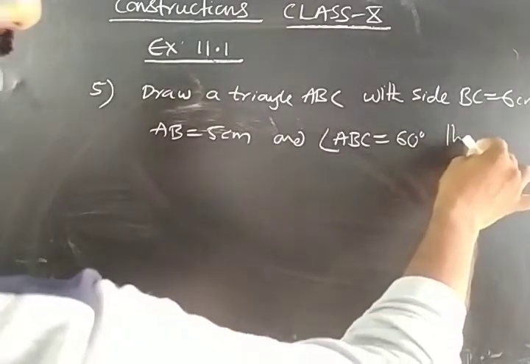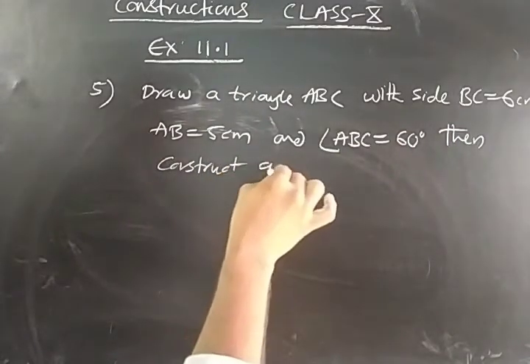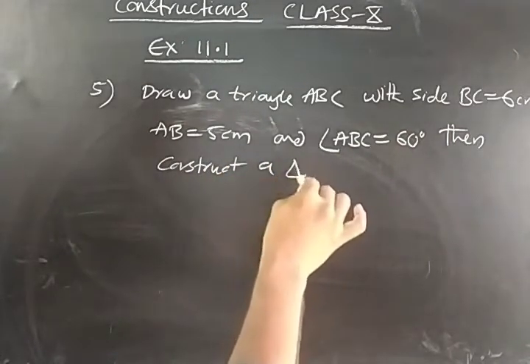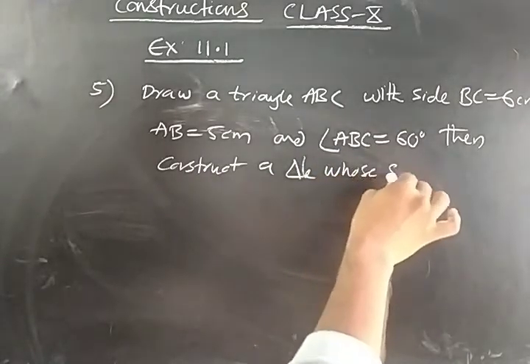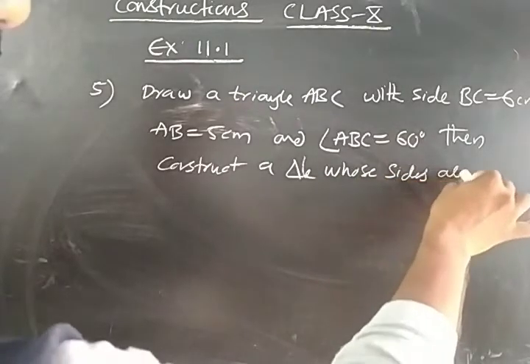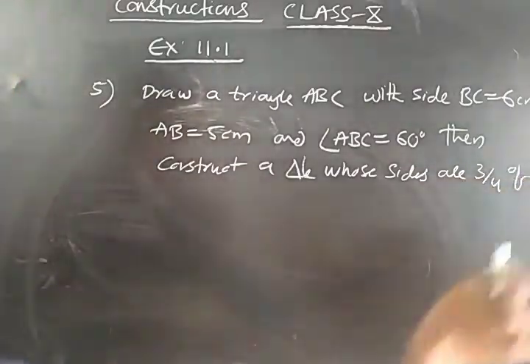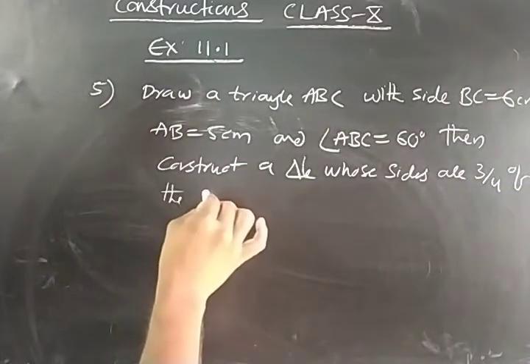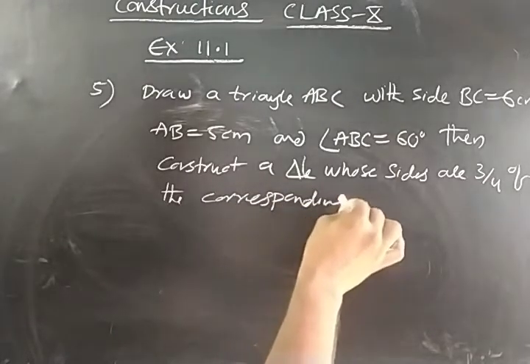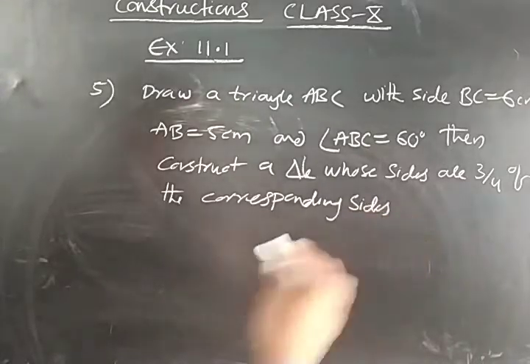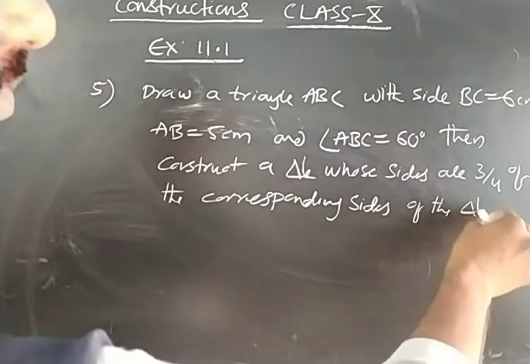Then construct a triangle. Construct a triangle whose sides are 3 by 4 of the corresponding sides of the triangle ABC.